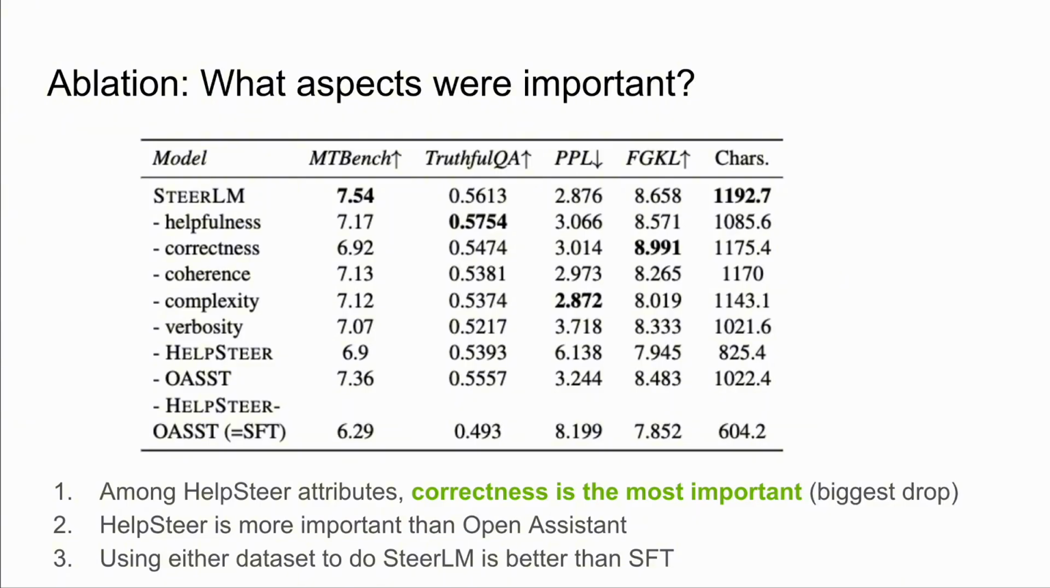Okay, so we also did an ablation to figure out what exactly was important, and we basically removed one attribute at a time. We find that response correctness is super important, right? If you just remove correctness, it leads to a very big drop in performance. We also found that HelpSteer was more important than Open Assistant, and in either case, having some form of Likert attributes is actually better than just doing SFT by itself.